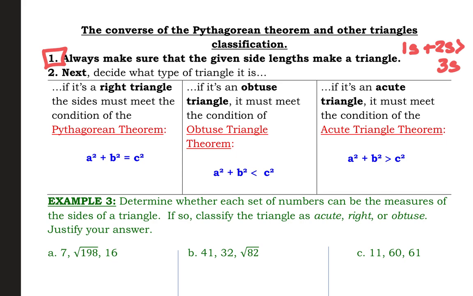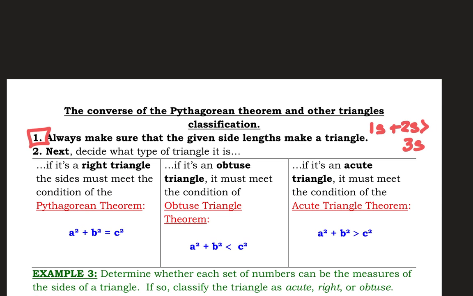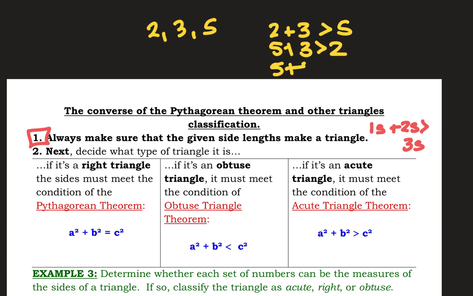We had a combination, and let me remind you, we had 2, 3, and 5. We did 2 plus 3, is that greater than 5? Then we did 5 plus 3, is that greater than 2? And then 5 plus 2, is that greater than 3? Remember we did all 3? And the moment you saw one that didn't work, we said, okay, that's not a triangle. We have to do that first, but I'm going to show you the shortcut now that we've tested that. Then we're going to decide what type of triangle it is.